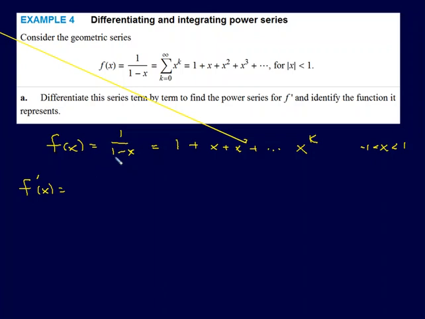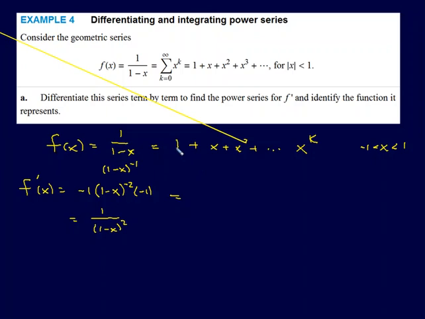And if I remember that the original thing can be written (1 minus x) to the minus 1, that makes it easy to find this derivative. It's going to be negative 1 times (1 minus x) to the minus 2. And then don't forget the chain rule. We've got to multiply by minus 1 again. So the new function we're finding the power series for is this one. It'll be positive 1 over (1 minus x) squared.